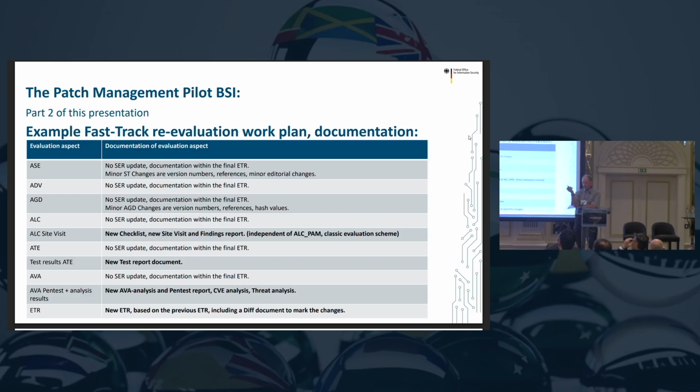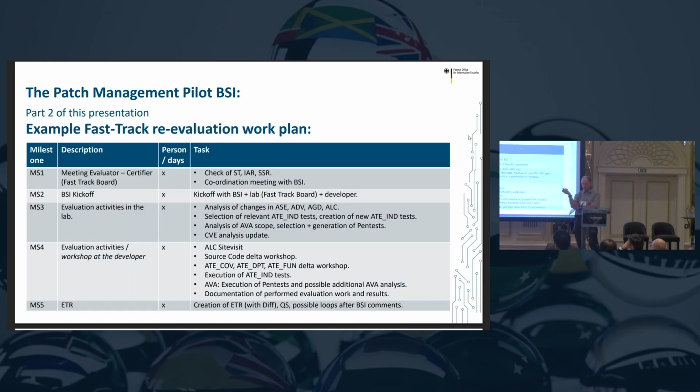The only documentation that they actually updated was the focus of the evaluation, and that is doing all the tests that are required. So they delivered a new test report, and they delivered a new AVA analysis, a pen test report, a CVE analysis, and a threats analysis, and then, of course, the ETR, including a diff, because the ETR was generated from the old ETR, so that I can see all the changes, which eased up my work.